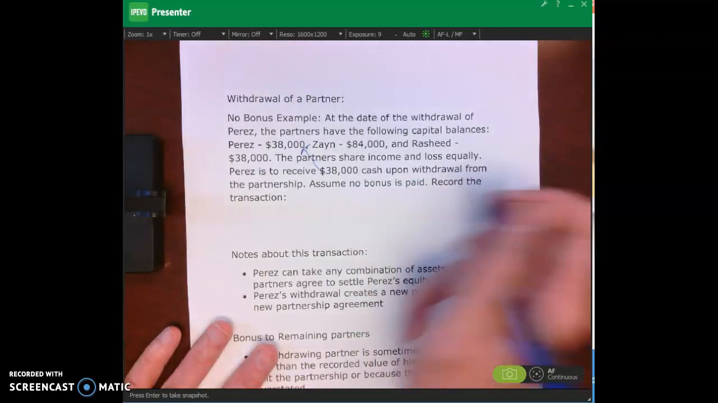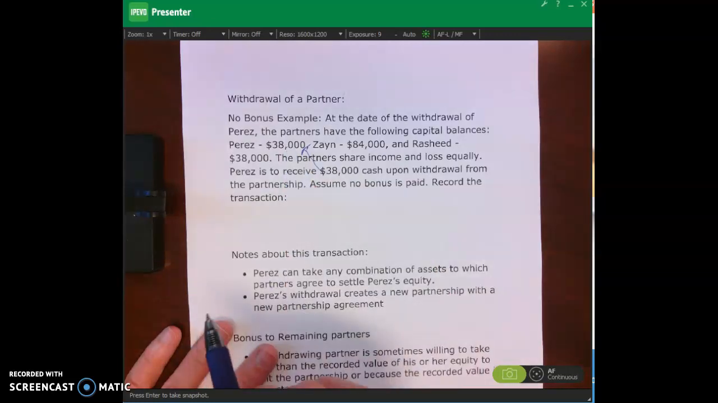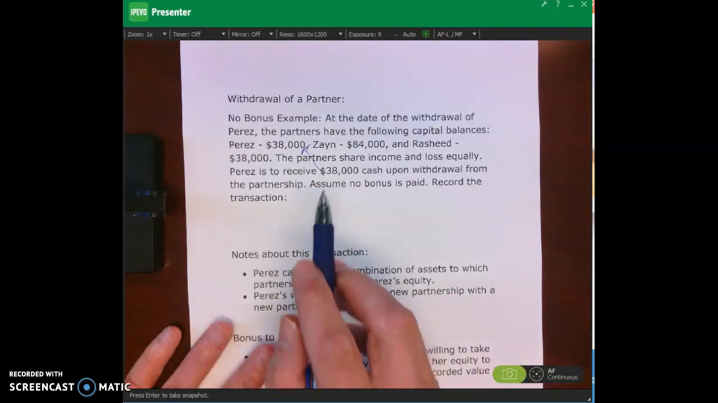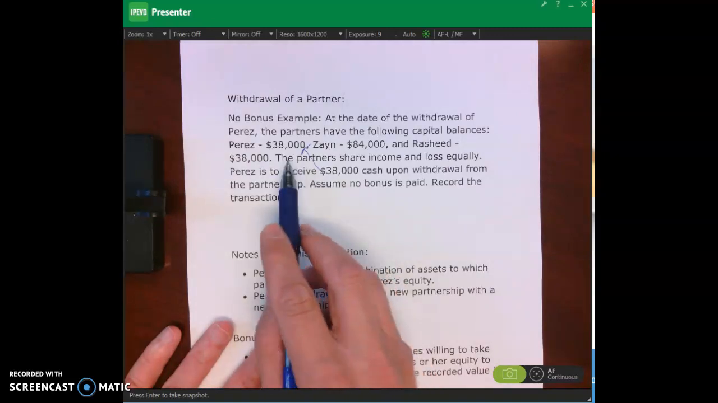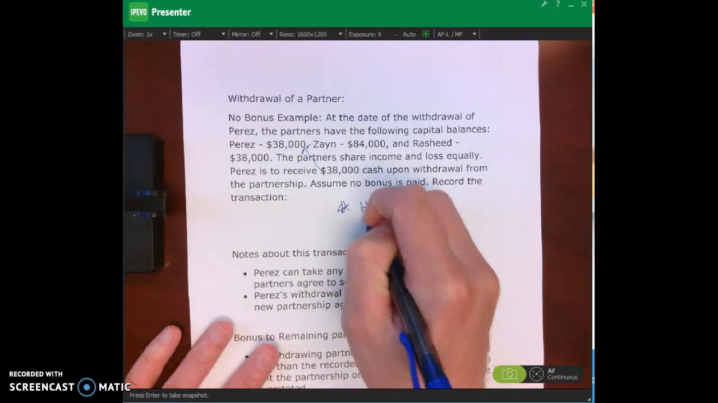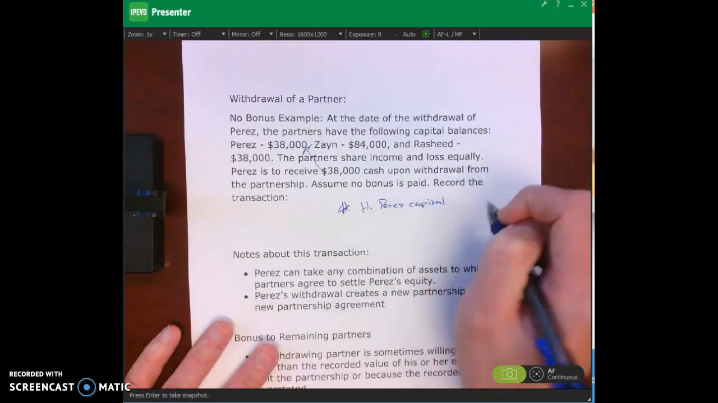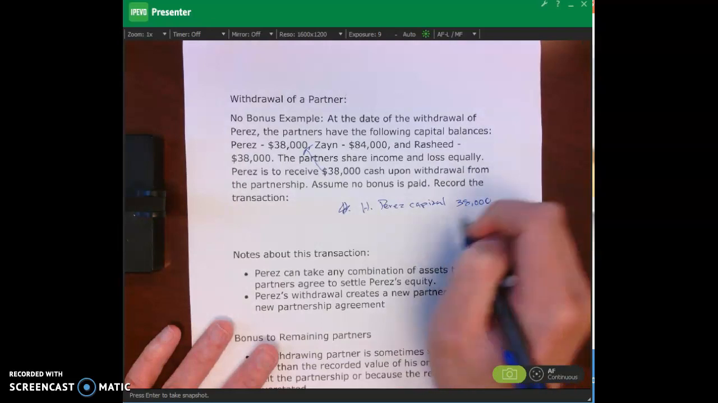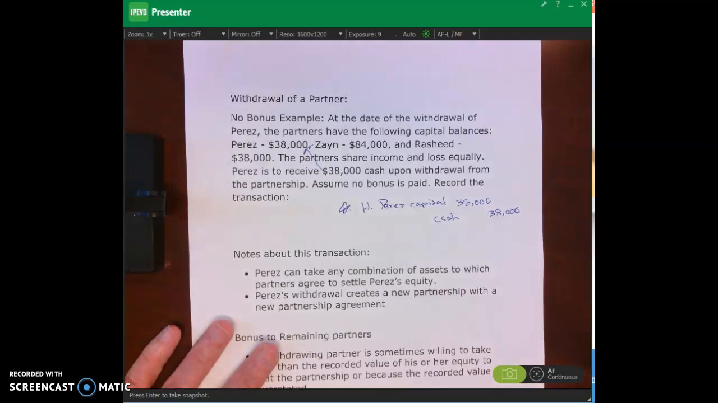So we're going to decrease Perez's capital balance and also decrease cash. How do we decrease cash? We're paying out cash, so we credit cash. How do we decrease capital? Capital is equity, and the way to decrease equity is with a debit. So we debit H Perez capital for $38,000 and credit cash for $38,000. That's our journal entry.